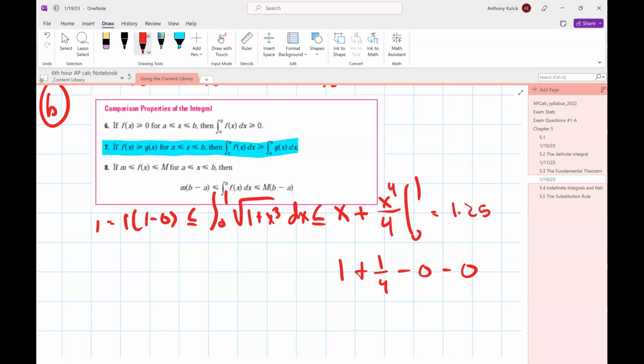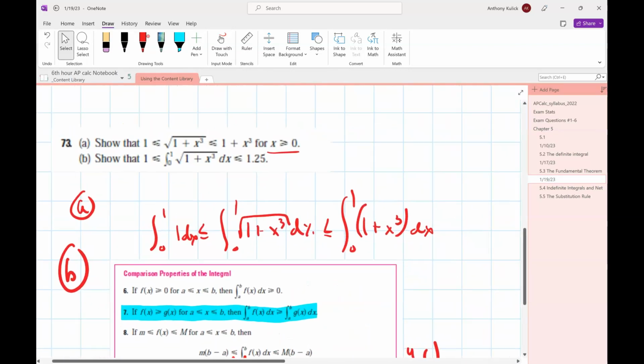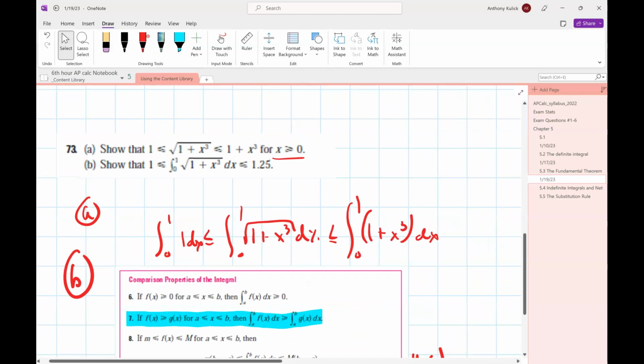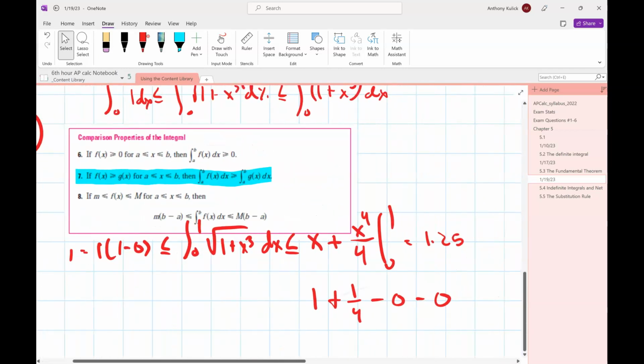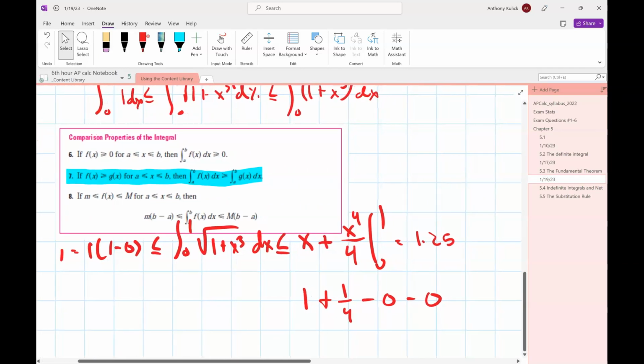Yeah, of course. So just one side equal to 1 and then one side equal to 5. Because that's what it wanted us to show, right? If I look at part B, the question says show that 1 is less than or equal to that integral, which is less than or equal to 1.25. So I took part A, integrated all the parts, which I can do to hold the inequalities, and then I just evaluated the two ends and I get 1 and 1.25.